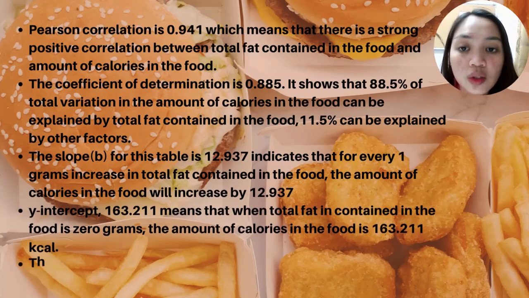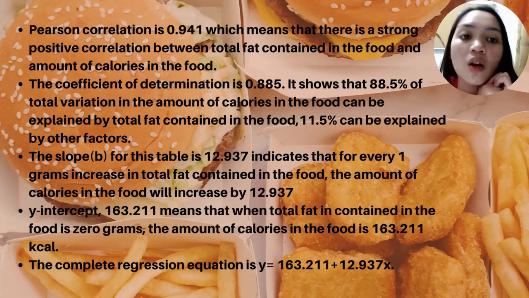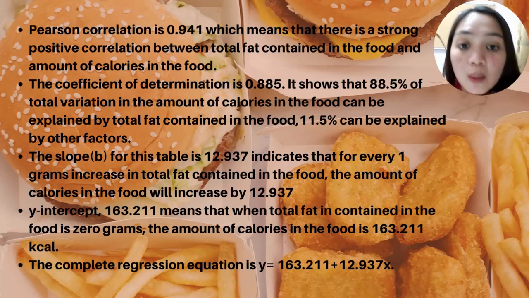So for the slope, which is B, in this table is 12.937, which indicates that for every 1 gram increase in total fat content in the food, the amount of calories in the food will increase by 12.937. And the y-intercept, 163.211, means that when total fat content in the food is 0 grams, the amount of calories in the food is 163.211 kcal. And the complete regression equation is y equals 163.211 plus 12.937x.